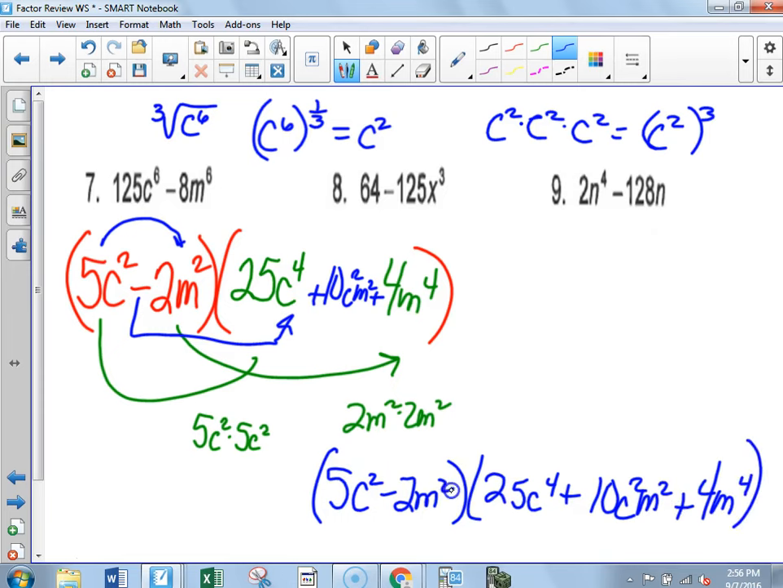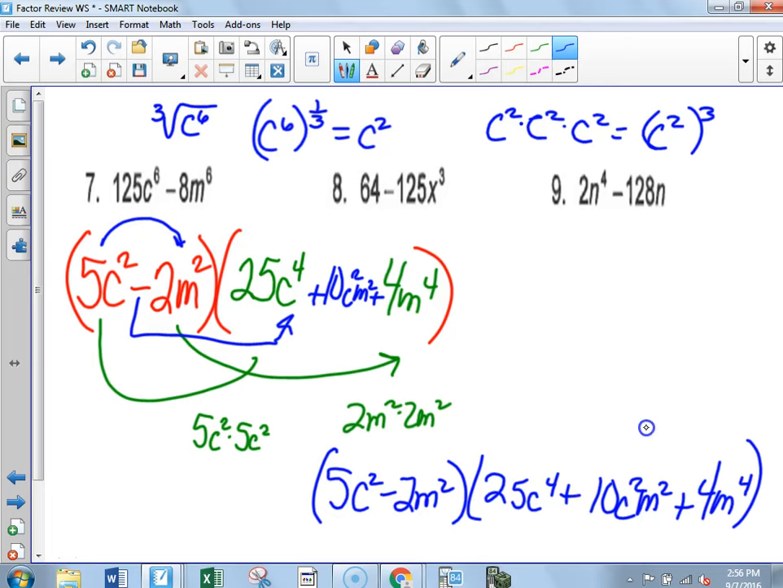Now, again, some of you are going to look and say that should factor. But if you try to factor it as 5c squared plus 2m squared, when you do the middle terms, you'll get 20c squared m squared instead of 10. It doesn't factor any further. All right, do you kind of remember difference and sum of cubes now?